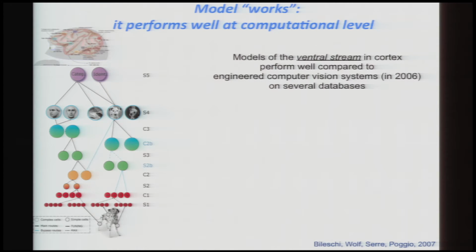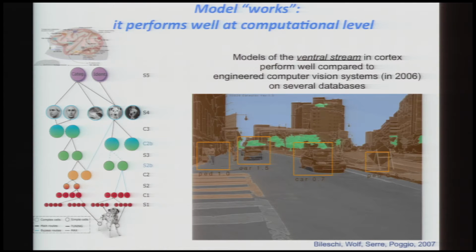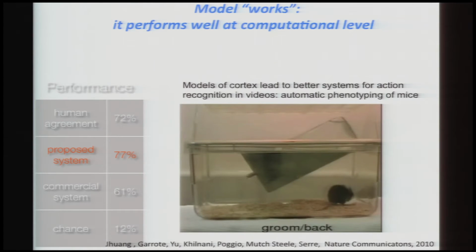What really surprised me more is the fact that these models, which were derived from properties of cells and physiology of the monkey ventral stream, actually performed as well as the best computer vision systems on computer vision tasks like classifying about 10 different types of objects in databases like this, like cars and trees and buildings and so on. Or in tasks like this, where essentially the same architecture is used to classify micro behaviors in a mouse in a cage so that the behavior can be quantified automatically with a performance that is at the level of human technicians. So the surprise was that it works pretty well at the computational level.